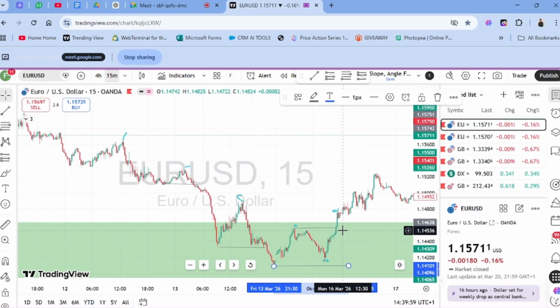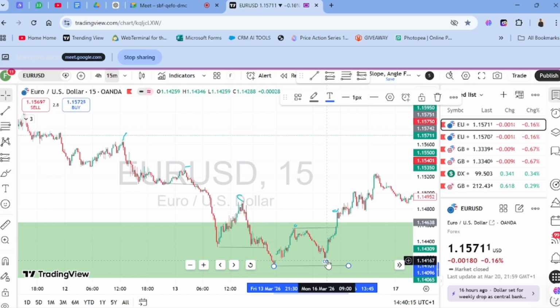Okay, that means the market structure has shifted. The market did not break the structure to the downside, rather it broke it to the upside. Then what else am I looking for? I will look for another swing, a higher low. This is the first higher low we're seeing, right? Yes. A higher low has been created.